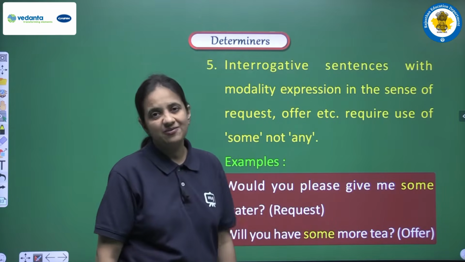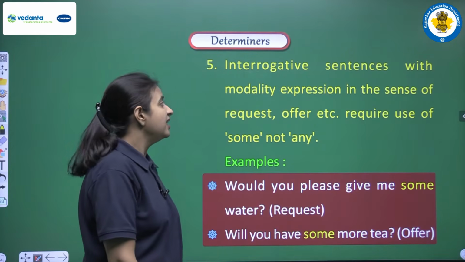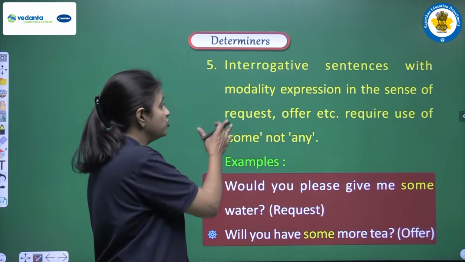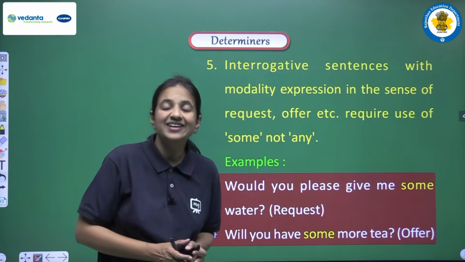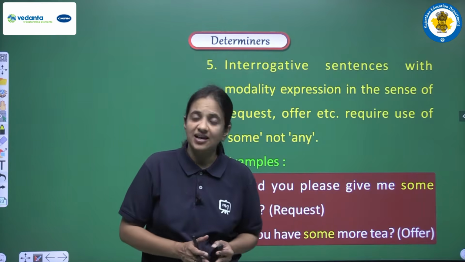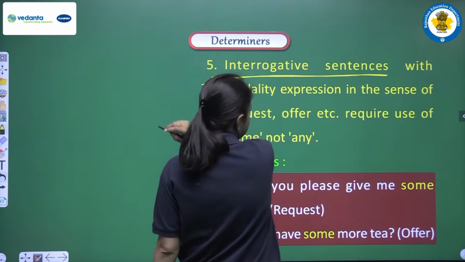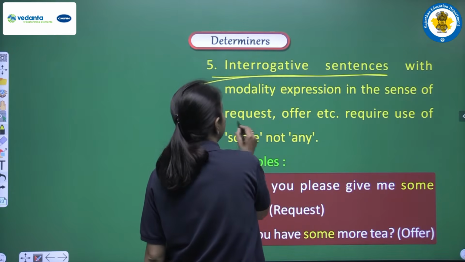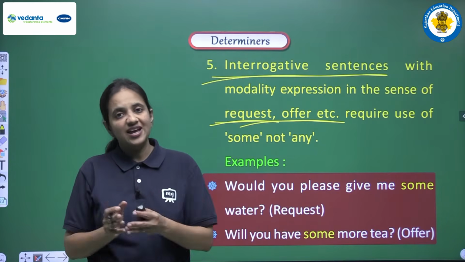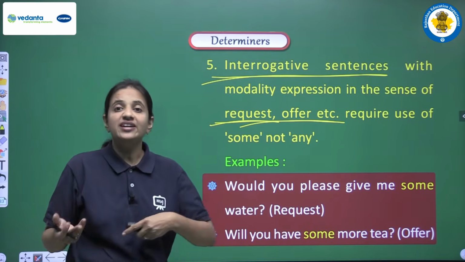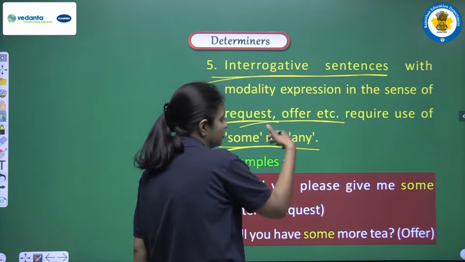Next, moving on, we are having another use. So let's read. Interrogative sentences with modality expression in the sense of request, offer, etc. require use of some, not any. So now we are having this thing that some, yes, is also used in an interrogative sentence, if in the sentence we are having these feelings, if we are having request, if we are having offer. Okay, so if we are having such things, such emotions, then in that interrogative sentence also we have to use some in the place of any.